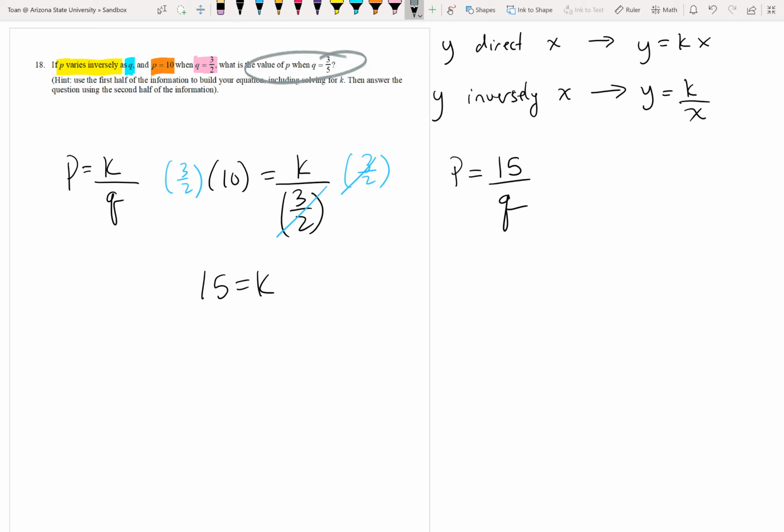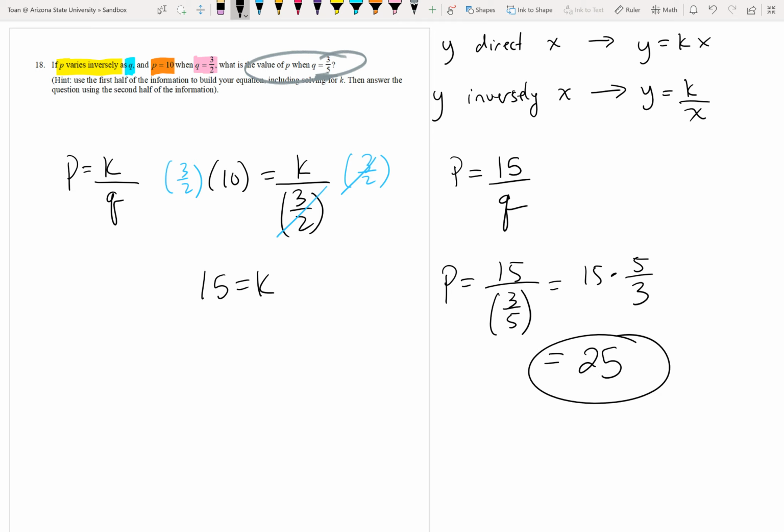Here's the second part here. Specifically, they give you q is 3/5. So I'm going to plug in the 3/5. P equals 15 over 3/5, and notice it now gives me an equation to solve for p. Well, hopefully you recognize, or you can probably just use a calculator if you don't like fractions, but here I'm dividing 15 by a fraction, and we should remember from middle school that when you divide by a fraction, that's the same thing as multiplying by the reciprocal. So p should have been 25.